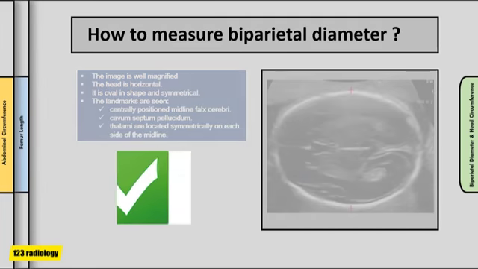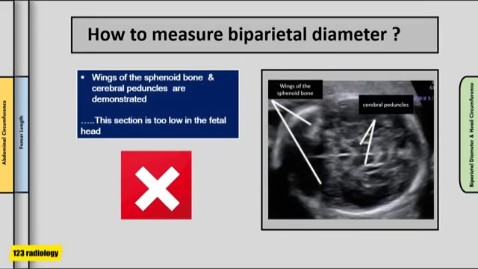This is an example of incorrect measurement of biparietal diameter. As you can see, the wings of the sphenoid bone and cerebral peduncles are visualized. This section is too low in the fetal head, leading to incorrect estimation of the biparietal diameter.